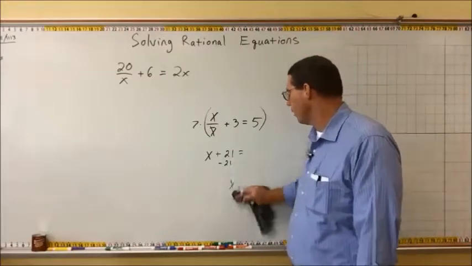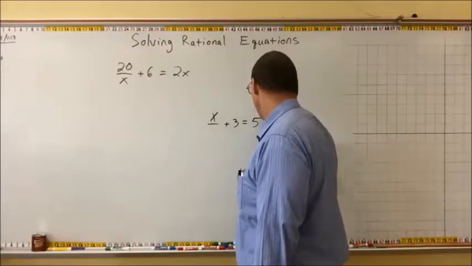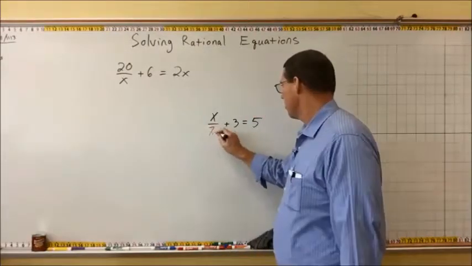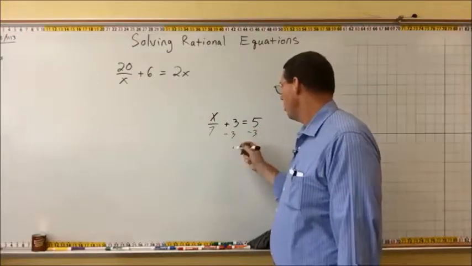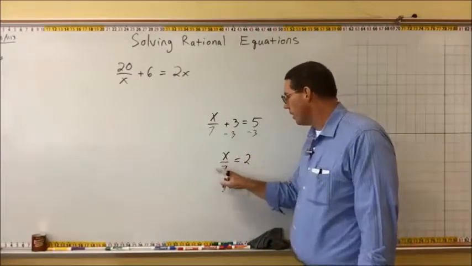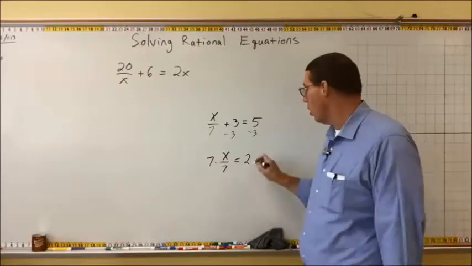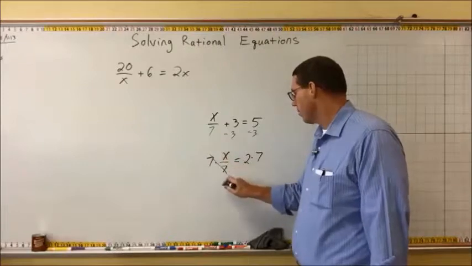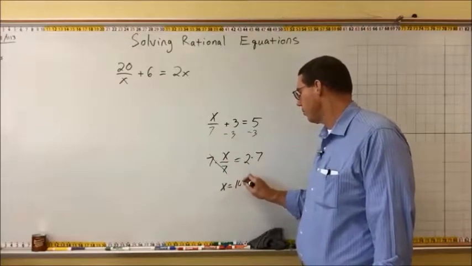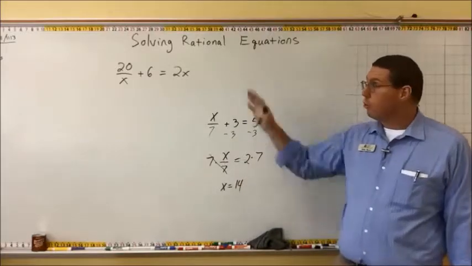Now, if we had done that a little differently, and instead subtracted 3 from both sides, we would have had x over 7 equals 2. And then how do we cancel the denominator? We multiply by the denominator, multiply by 7 on both sides. Cancel, and x is equal to 14. It's the same thing. So if you can do this, you can do that.